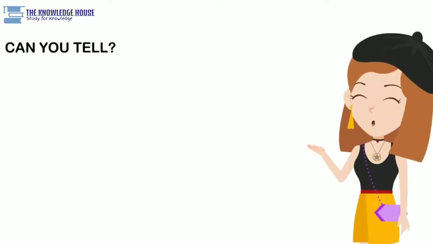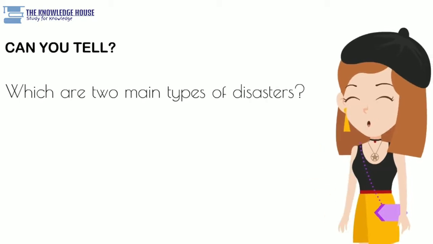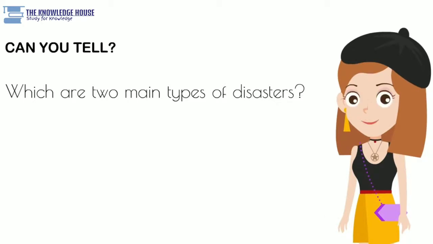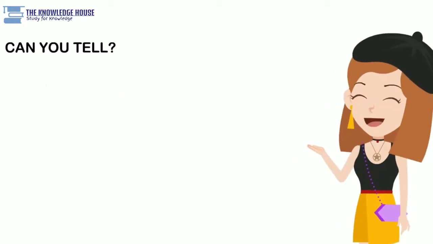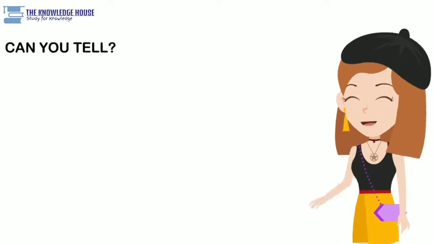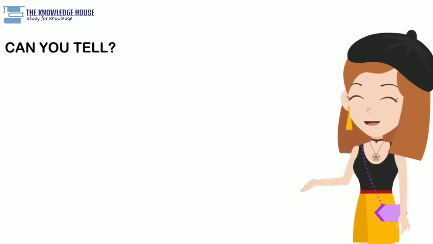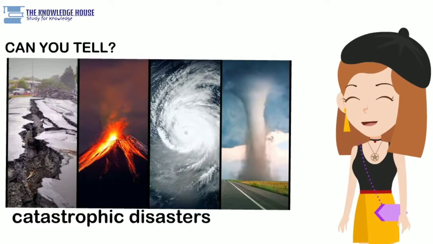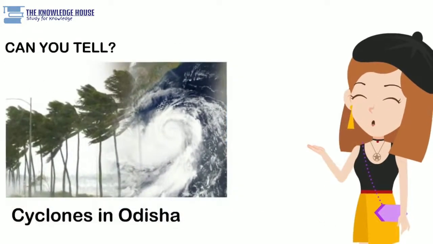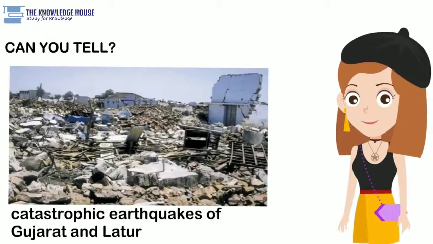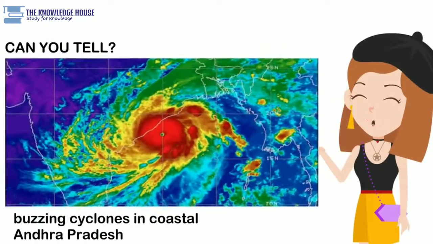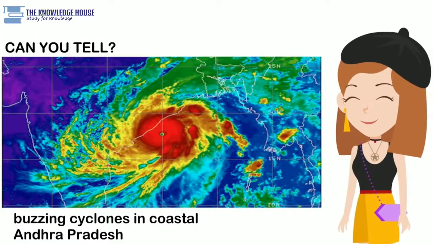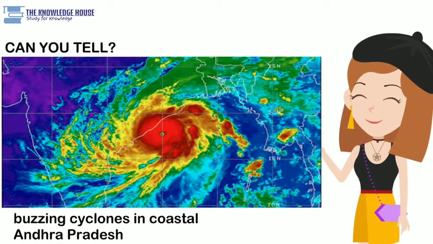Can you tell which are the two main types of disasters? Earlier, we have studied the effects of various types of disasters and the precautionary measures to be taken in case any disaster happens. We can classify disasters in other ways too, like catastrophic disasters. Example: cyclones in Odisha, catastrophic earthquakes of Gujarat and Latur, frequently buzzing cyclones in coastal Andhra Pradesh, etc., which lead to total chaos, huge loss of life and property in the respective region.